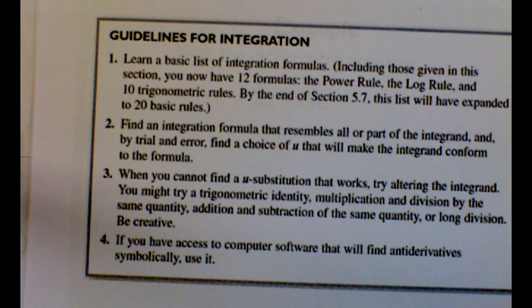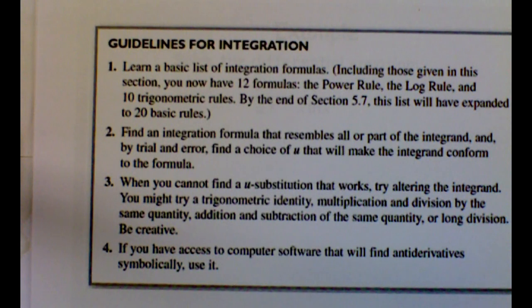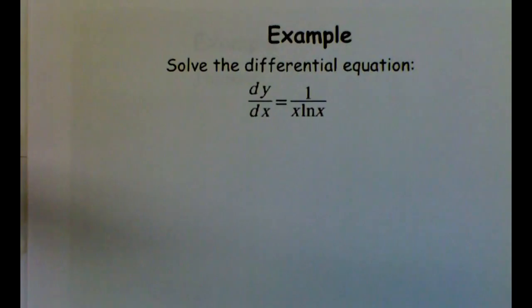The more problems you do, the easier it will be to find what u should be. And if you can't find a u substitution that works, try altering it. You could try trig identity, multiply, divide, add, subtract, long divide, all sorts of things you can do to get it to something you can work with. And if you have access to a computer software that will find your antiderivative, you could use that to check.